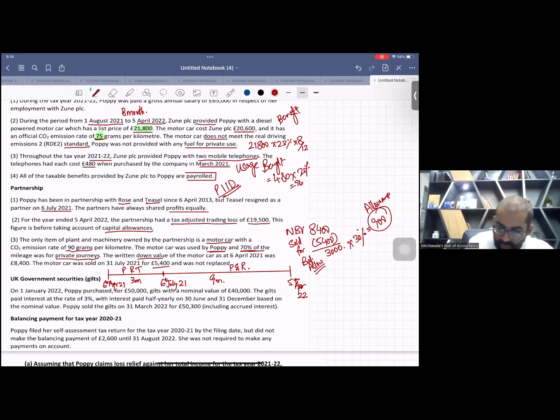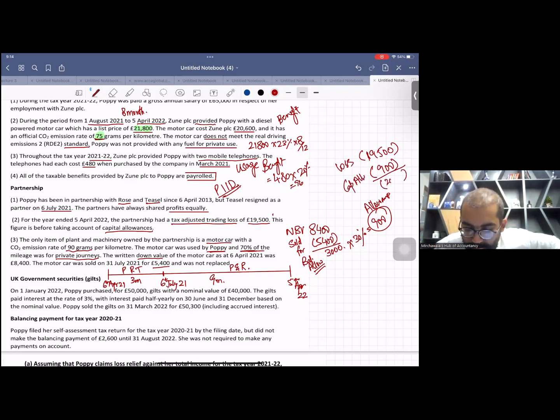Okay, so now wait. Your tax adjusted trading loss was 19,500. Loss is a negative number, remember? And now we also deduct the capital allowance. So already the loss was a negative number, plus the capital allowance is also a negative number. So 19,500 plus 900 is 20,400. 20,400 is your loss. Total partnership loss is 20,400. You got it?